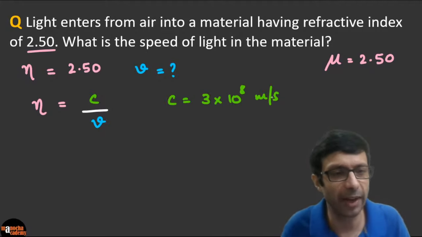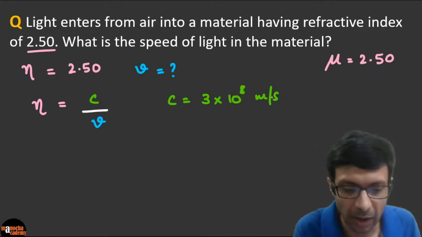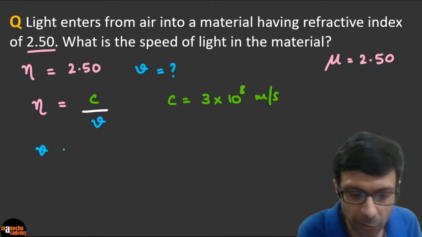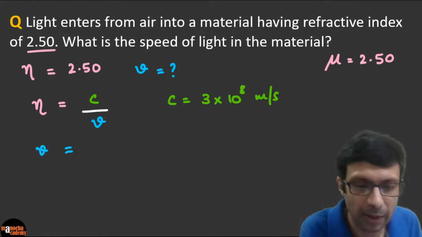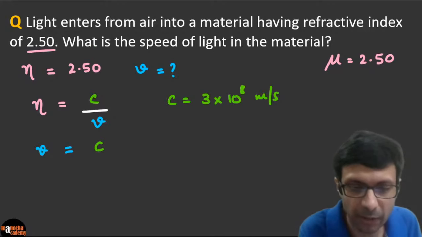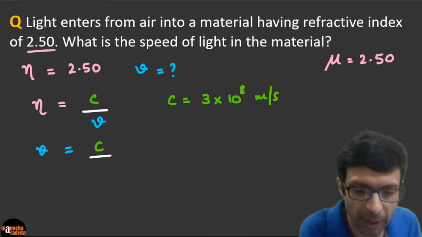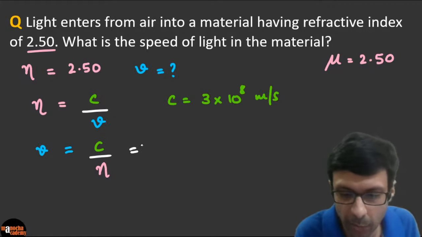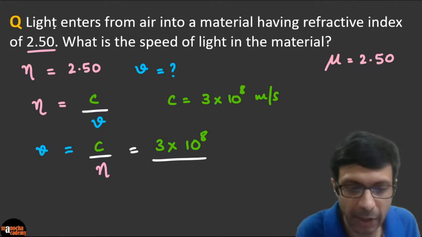Very good. I can see a lot of you are writing the correct formula. So come on, substitute it and solve this. It should be easy. You know all the values and we need to find V. So we can rearrange this formula and say V equals C by the refractive index, right? Simple. C divided by the refractive index. So let's go ahead and substitute the values. Come on, guys, very simple. So C is 3 into 10 to the power 8 meter per second, divided by 2.5.